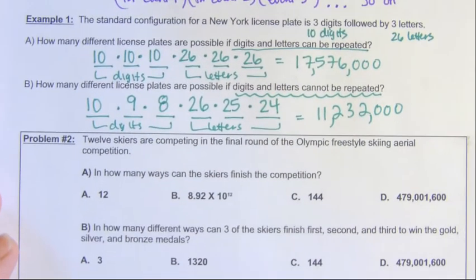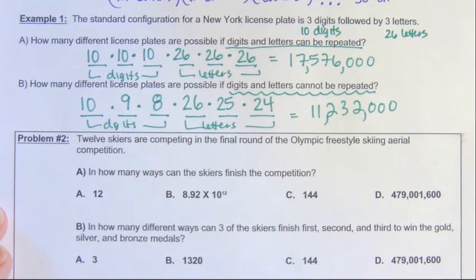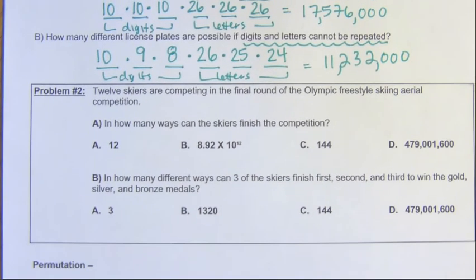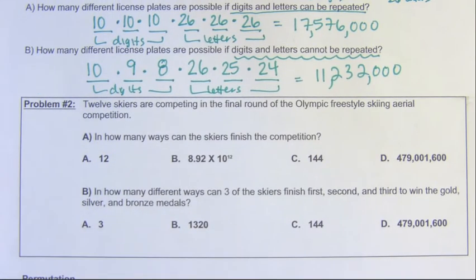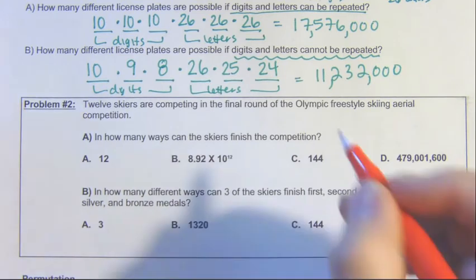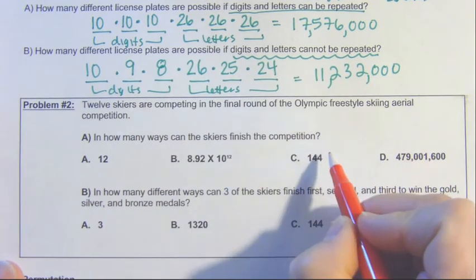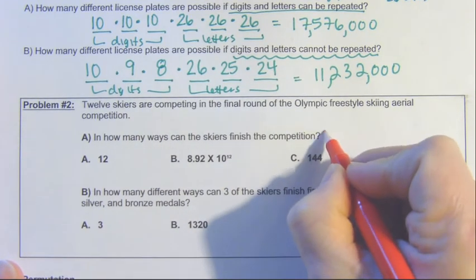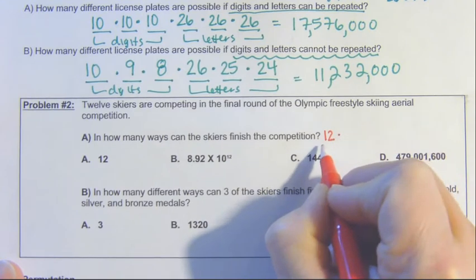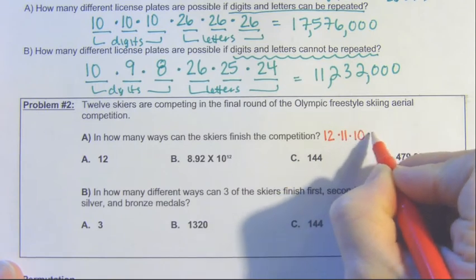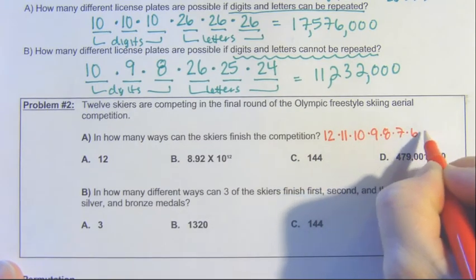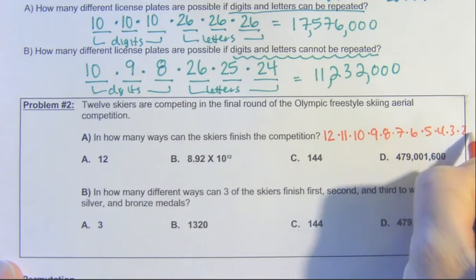All right, let's look at problem number 2. Changes here a little bit. This one says that we have 12 skiers that are competing in the first round of the Olympic freestyle competition. I want to know, in how many ways can the skiers finish the competition? So there's 12 people, so I would put 12 spaces here. There's 12 people that could get first. After somebody got first place, they're not going to get second place also. So now there's only 11. And then there's 10, 9, 8, 7, 6, 5, 4, 3, 2, 1.